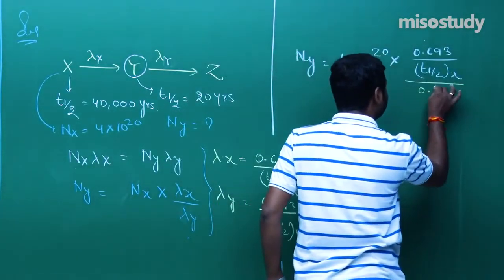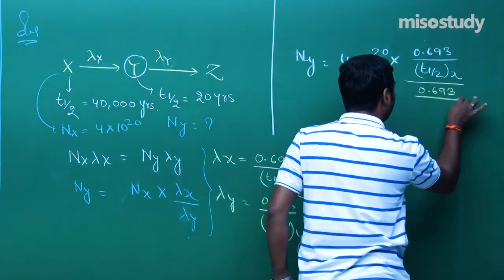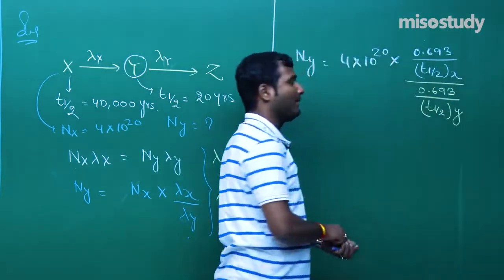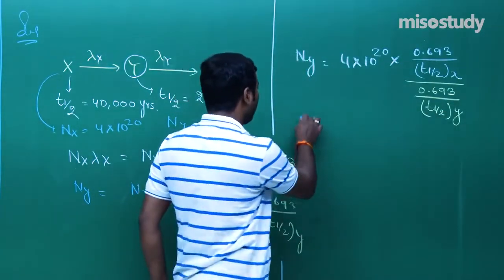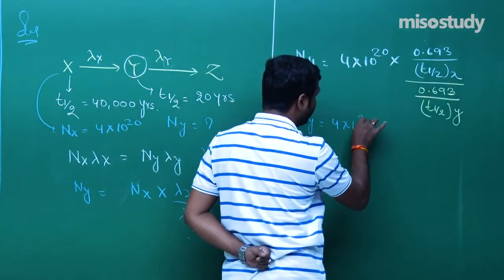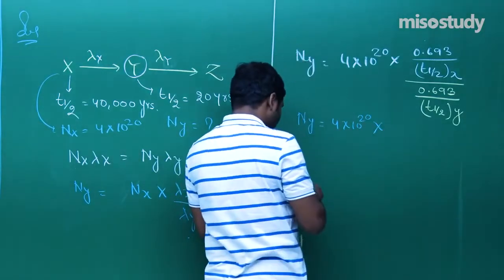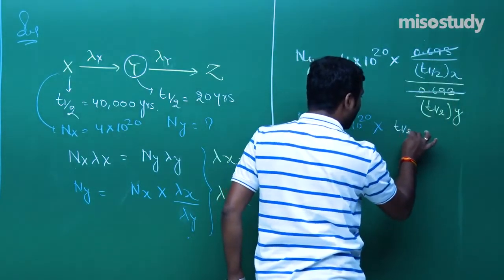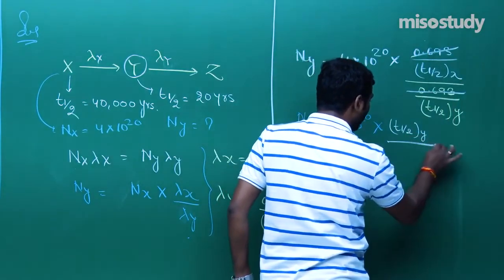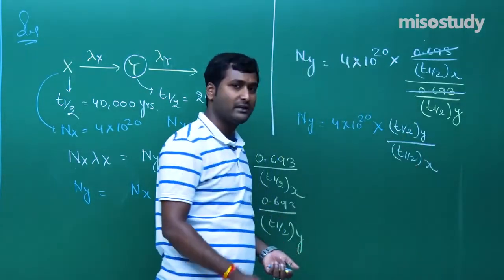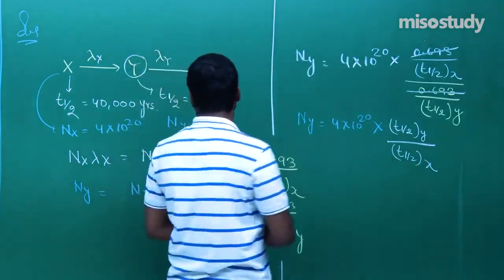That is 0.693 upon T half into y. Am I right, my friend? Yes, sir. Now ny is equal to, we will write 4 into 10 to the power 20 into, that is, this will cancel, that is T half into y upon T half into x. This is the thing. What is the T half of y?